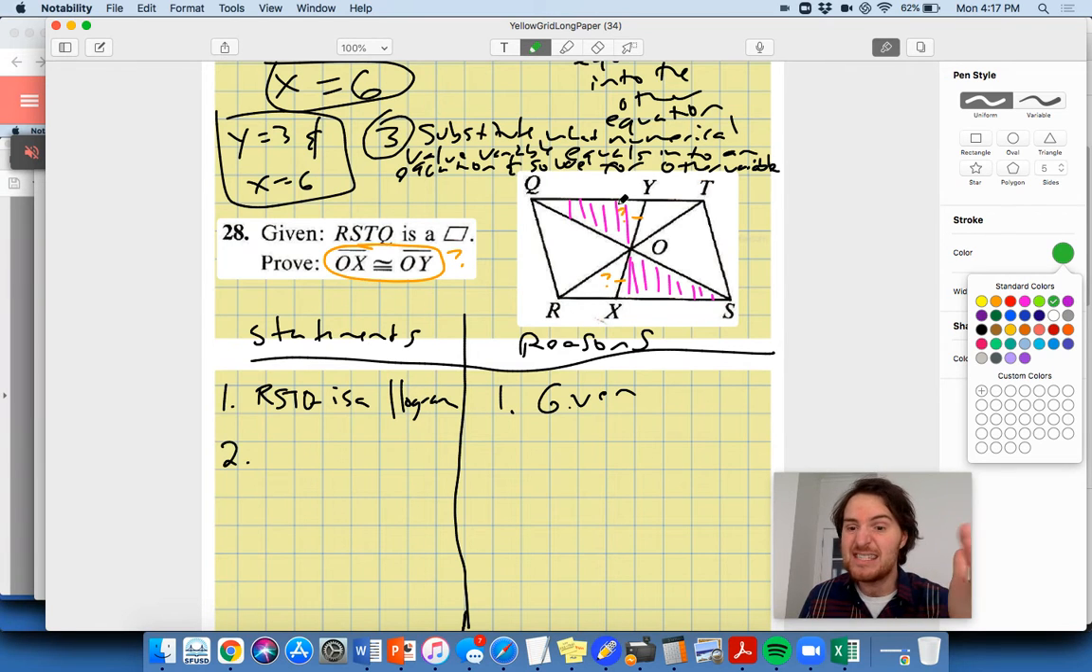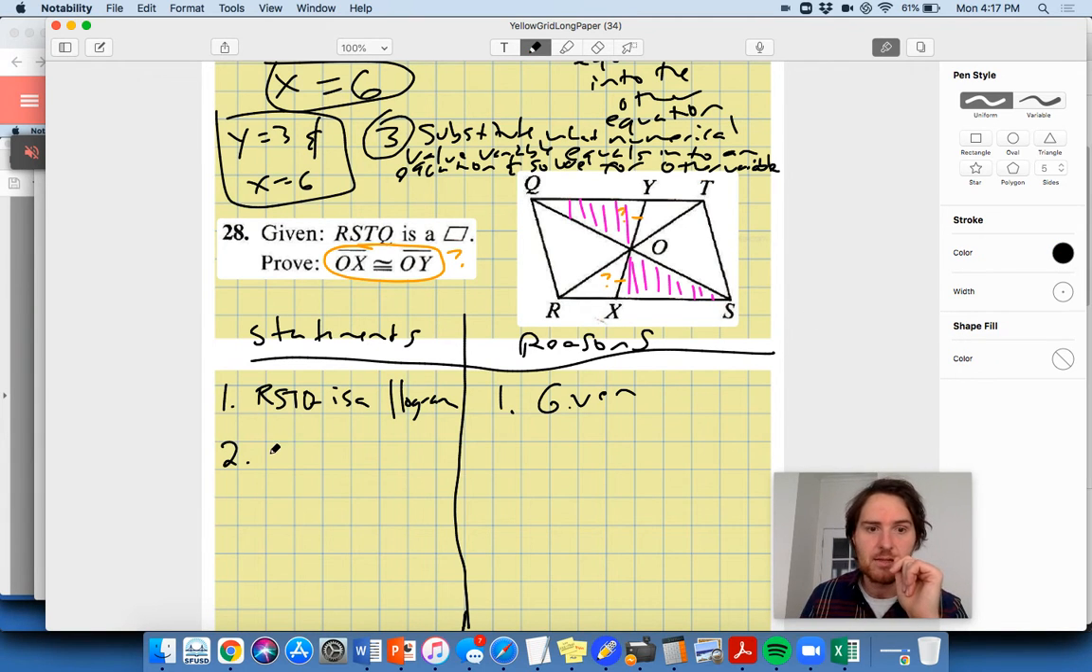Maybe you can say opposite sides are congruent because it's a parallelogram, but that doesn't really help you, right? Because opposite sides here, QT and RS being congruent, doesn't help because we're trying to get that triangle congruent to that triangle, and that is a side of triangle OYQ. This is a side of triangle OXS. So I'm not going to say that these opposite sides are congruent. I'm going to say the opposite sides are parallel, and you'll see why in a second if you haven't seen yet.